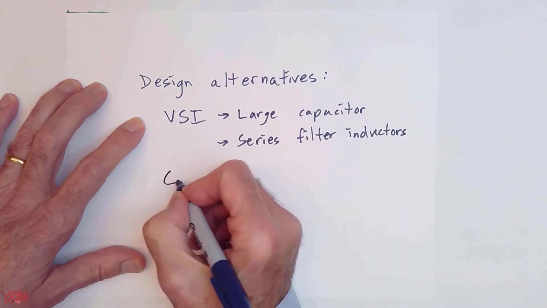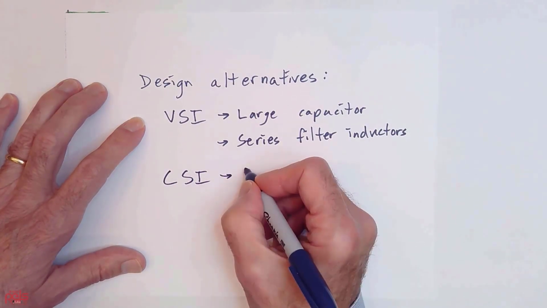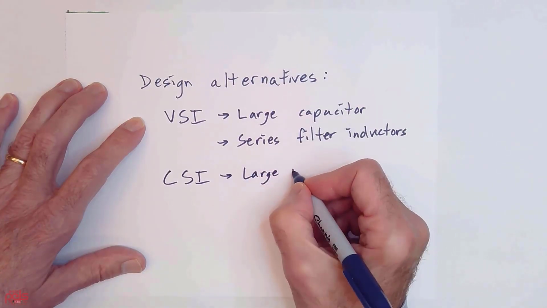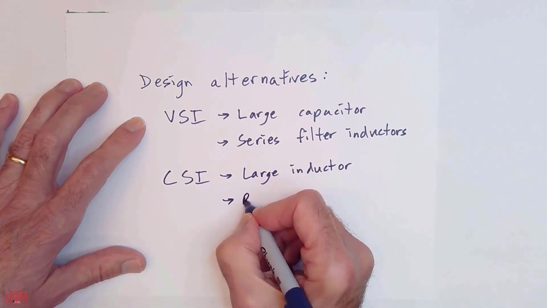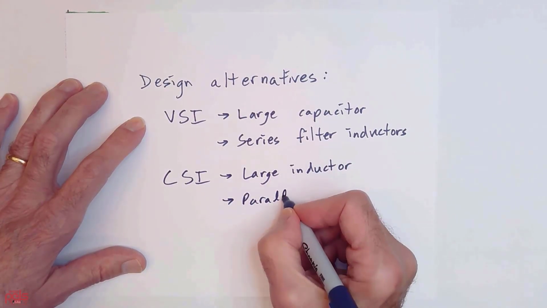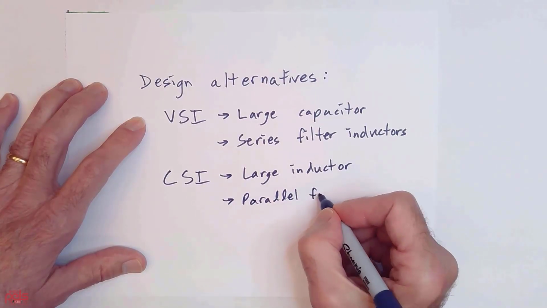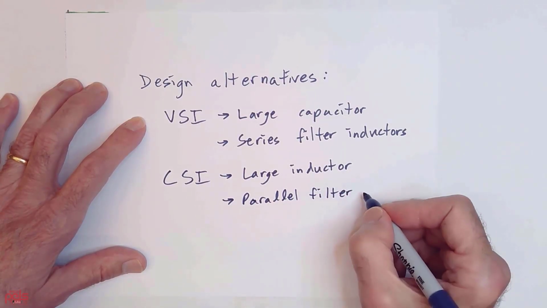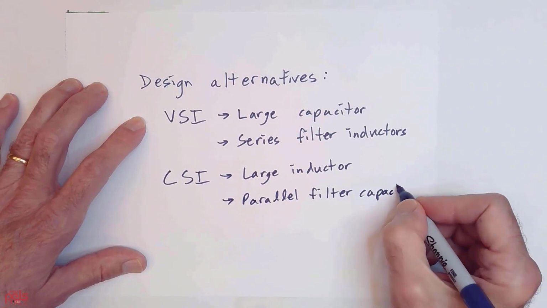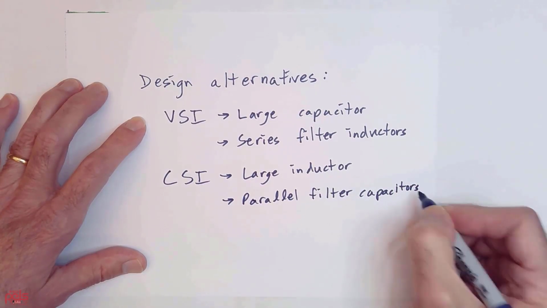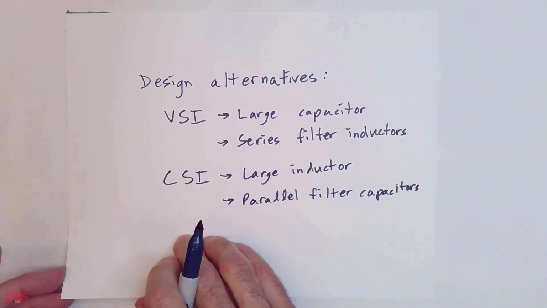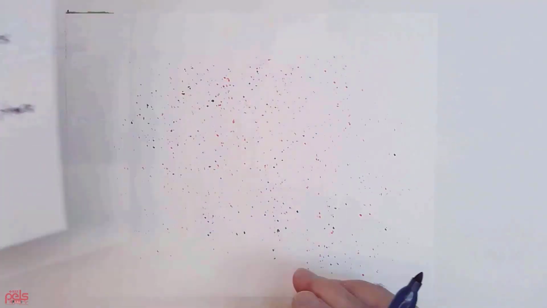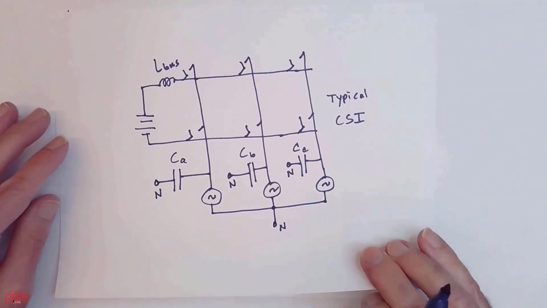Okay, with a current source inverter, I'm going to have a large inductor, and I'm going to have parallel filter capacitors. Okay, why would I do one or the other? And this was one of the questions that motivated setting up this session. Okay, let's go back and look at this.